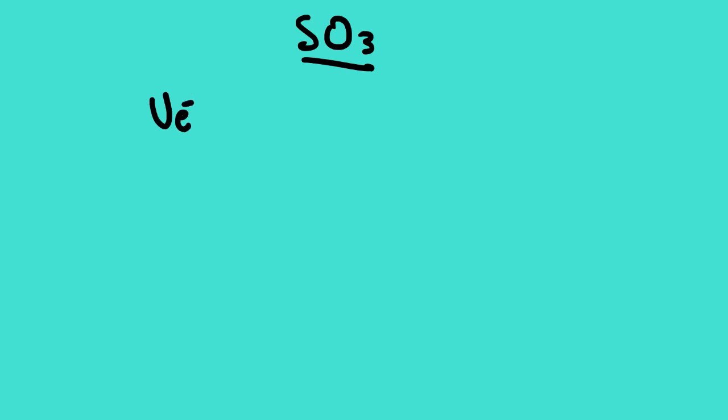Now, to find the valence electrons of SO3, we are going to look at the sum of the valence electrons that make up this sulfur trioxide. In this case, we are going to look at one atom of sulfur plus 3 atoms of oxygen. Sulfur is in group number 6, so it has 6 valence electrons, and oxygen is also in group number 6, so it has 6 valence electrons.